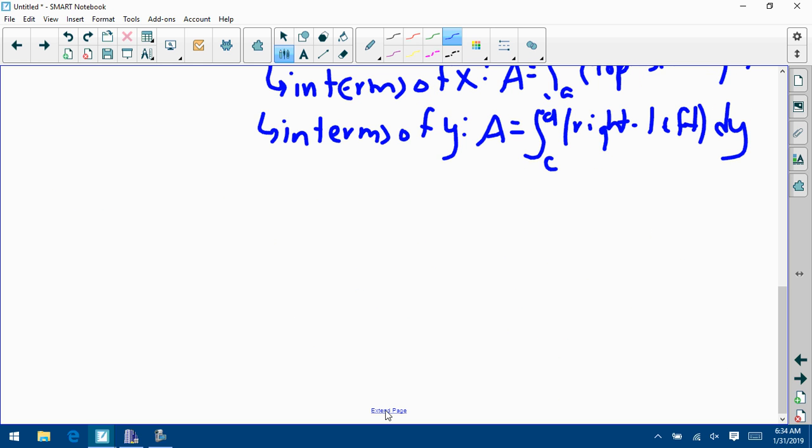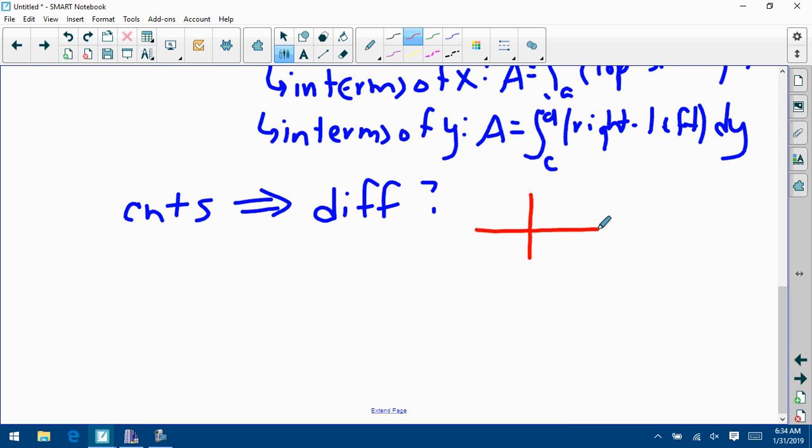Some general calculus things. Remember that if something is continuous, does continuous imply that it's differentiable? Just because something's continuous, is it always differentiable? Are you always able to take the derivative? And the answer is definitely not. What's the obvious answer that disproves that? This guy right here. He's continuous, but he's not differentiable. So just because something's continuous does not mean it's differentiable.